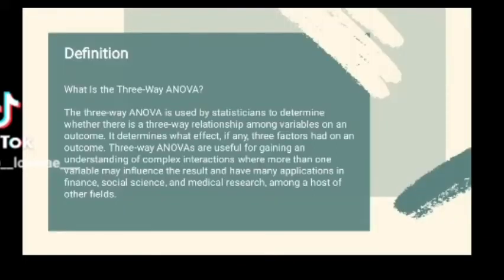Definition. What is the Three-Way ANOVA? The Three-Way ANOVA is used by statisticians to determine whether there is a three-way relationship among variables on an outcome. It determines what effect, if any, three factors had on an outcome. Three-way ANOVAs are useful for gaining an understanding of complex interactions where more than one variable might influence the result, and have many applications in science, social science, and medical research, among a host of other fields.